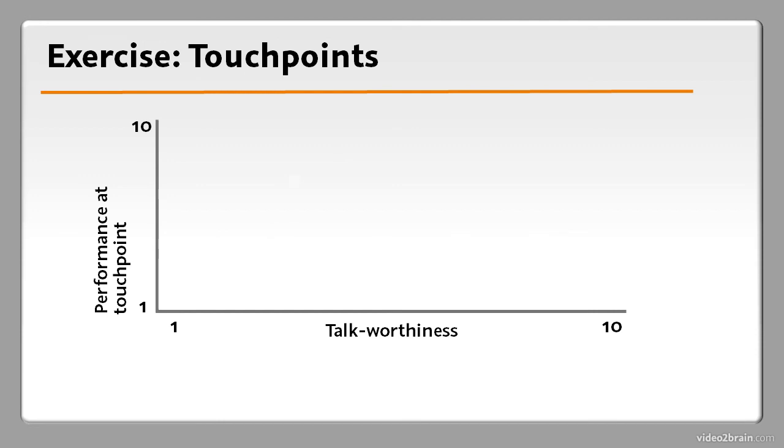So here's your actual chart. You can create something on paper that's literally this simple, or you can use an Excel spreadsheet and make this as complex as you'd like. But the key is to simply understand the relationship between performance at various points of customer interaction and how likely your customers are to talk about those various points of interaction.